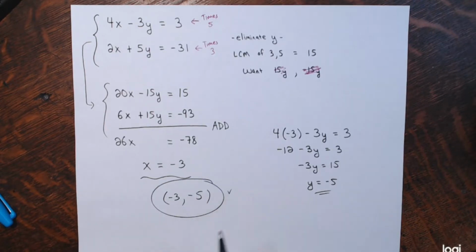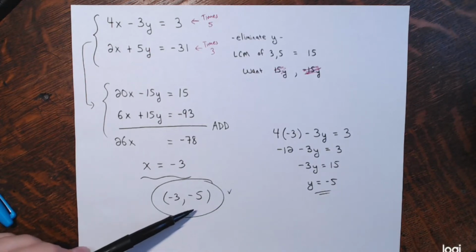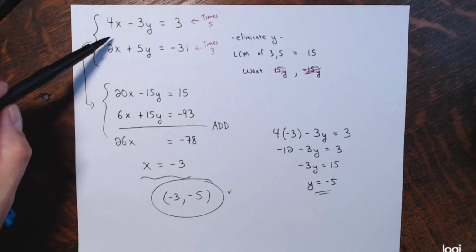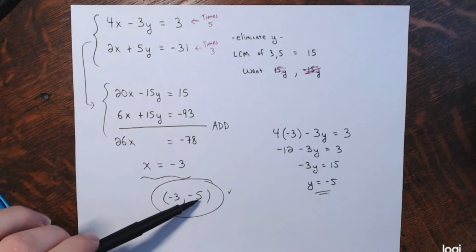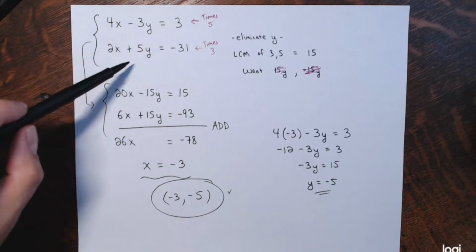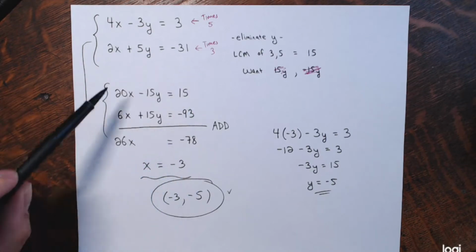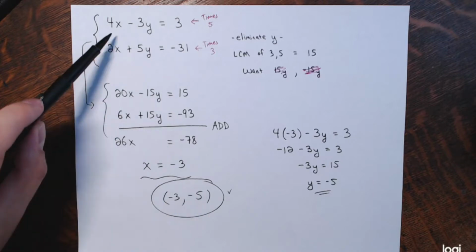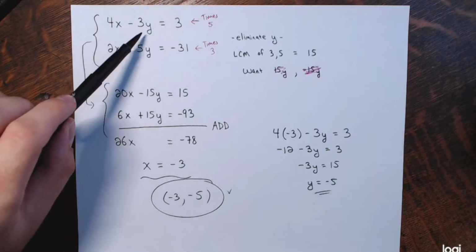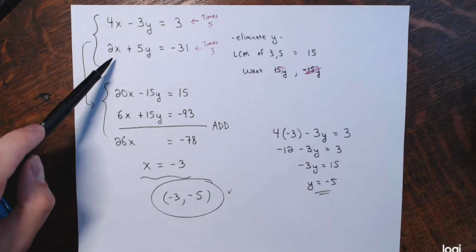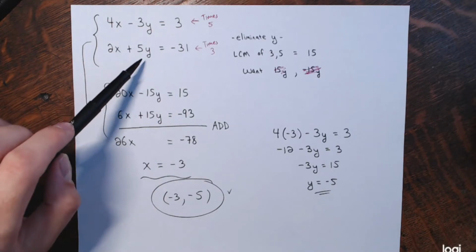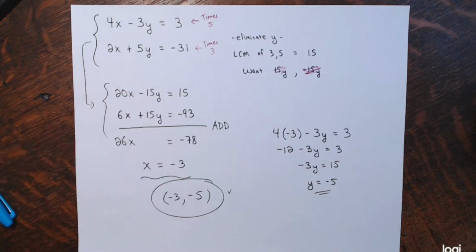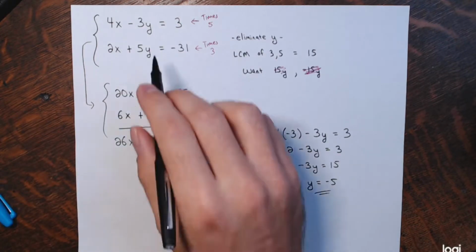And don't forget to check. I didn't do it the last one, but don't forget to check your solutions. Make sure this is actually a solution of the system. Replace x with negative 3, y with negative 5, and see that both equations are made true. And I'll do that really quickly out loud. If x were negative 3 and y were negative 5, this would be negative 12 plus 15 is 3. That's true. And the second equation would be negative 6 minus 25, would be negative 31. That's also true. This is indeed a solution of the system.